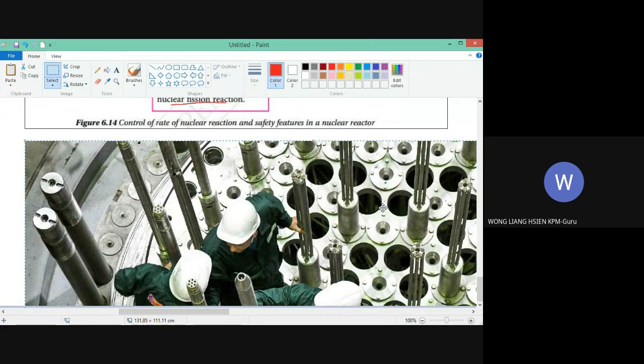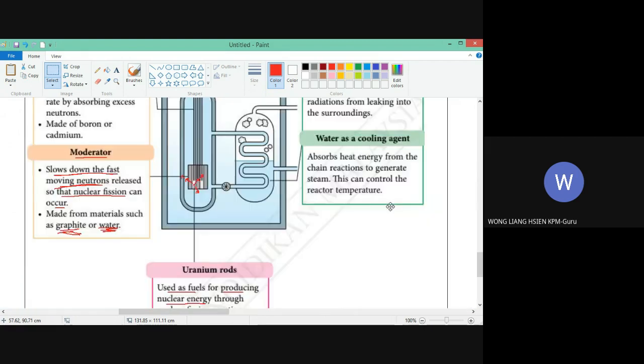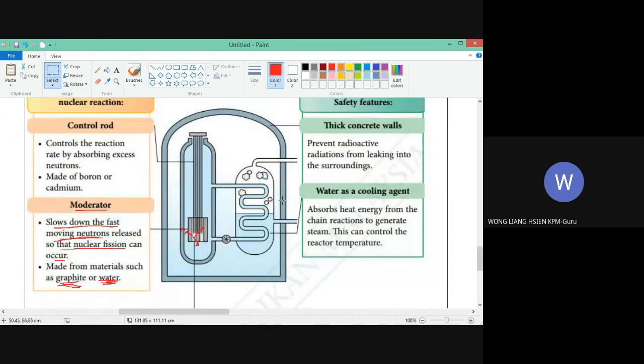This one will be filled up with water, so that in between the uranium rods you have water that acts as the moderator. So when the neutron flies out, passes through the water, it will slow down until it reaches the suitable speed to be absorbed by the other uranium. Okay, you get the idea?